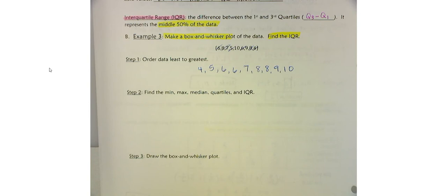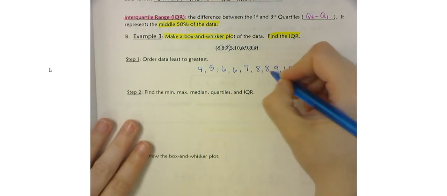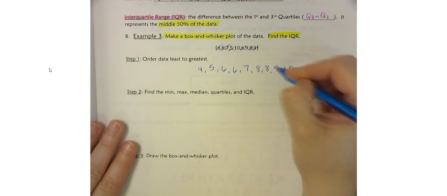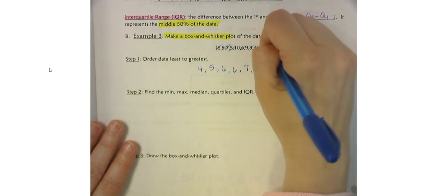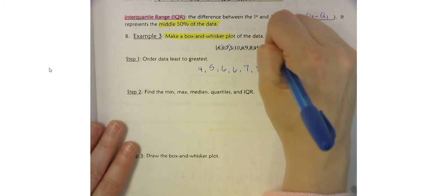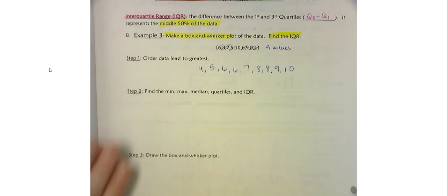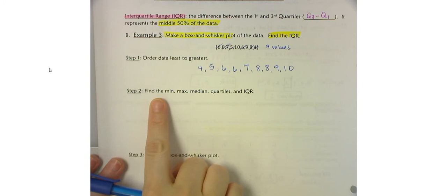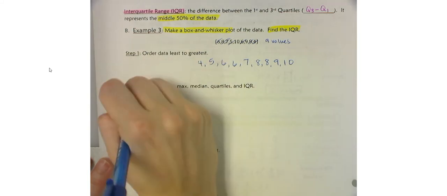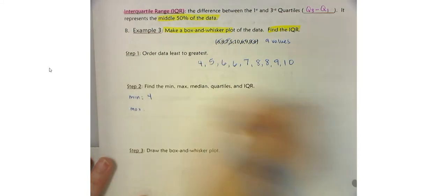And then this says to find the min, the max, the median, the quartiles, and the IQR. So your minimum is always going to be your smallest value, 4. Your max is always the largest value. In this case, it'll be 10. To find the median, if I have an odd number, it's going to be that middle number. So I have 4 on the lower bound and then 4 on the upper bound. So my median is going to be 7. That's the middle number.